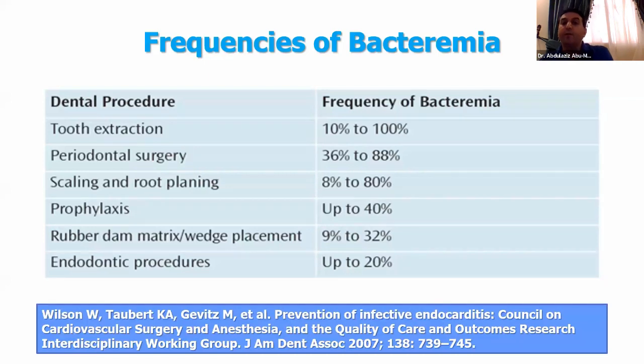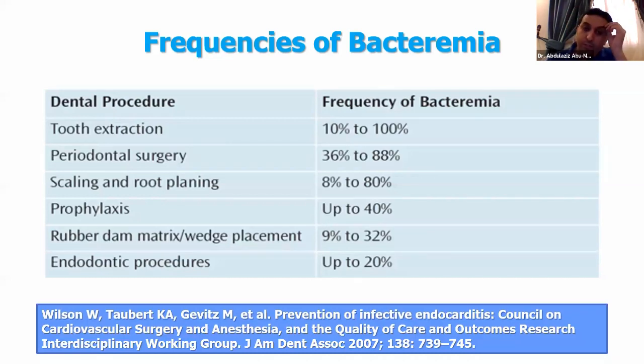This is the frequency of bacteremia from most of the dental procedures that we have. Tooth extraction, 10 to 100%, which makes sense because we are dealing directly with the circulation. Periodontal surgery, and I might put apical surgery with that consideration, so I might have 80% from that. Scaling and root planing, also 80%. Prophylaxis. Rubber dam, wedge placement, 32%.